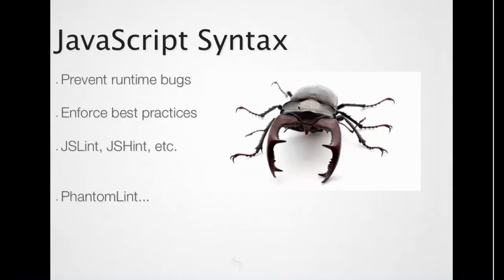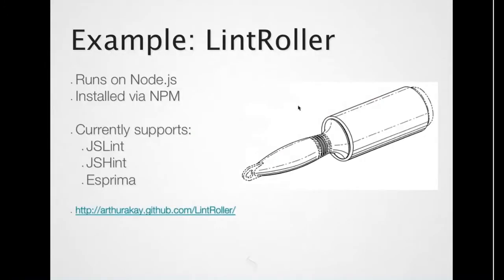As I mentioned, it's available on GitHub, so you can fork it and play with it, or you can install it directly on your machines via NPM because it runs on Node.js. LintRoller currently supports JSLint, JSHint, and Esprima. And I'd like to show you an example of how a tool like this works to validate your JavaScript syntax.